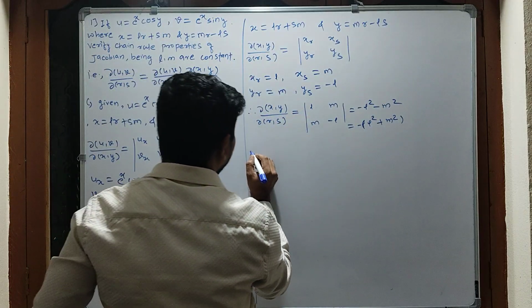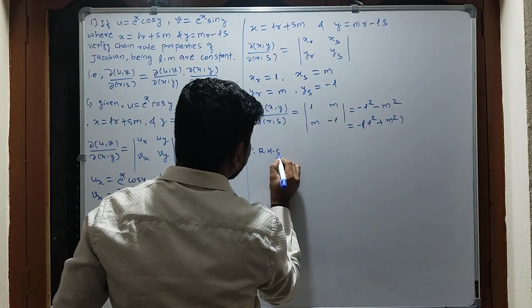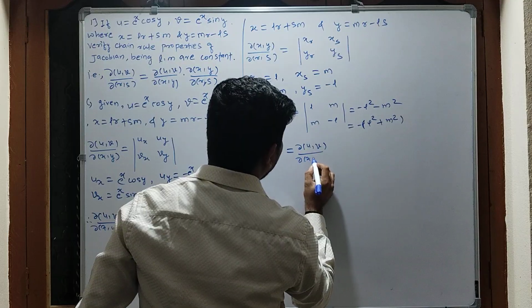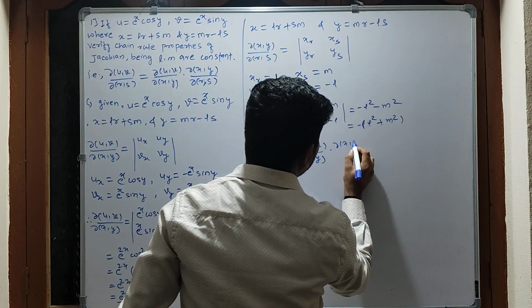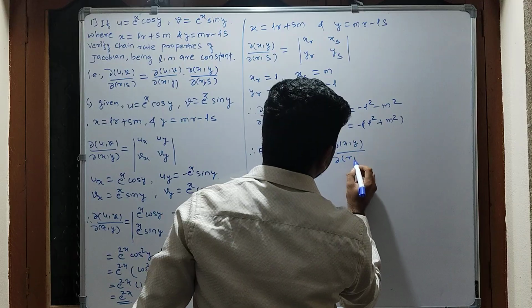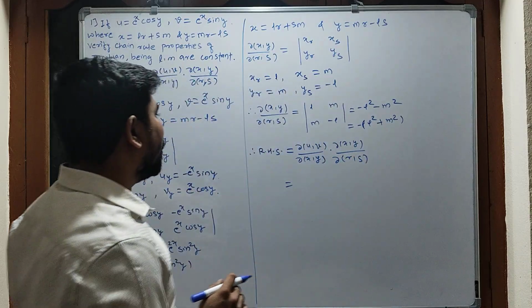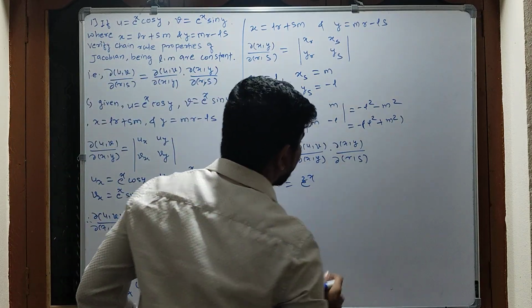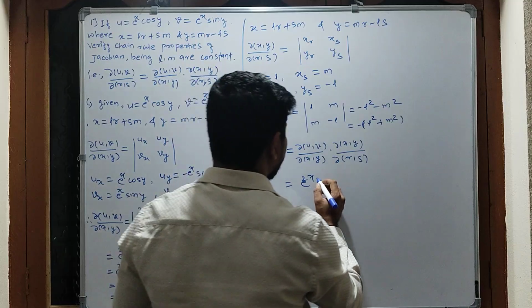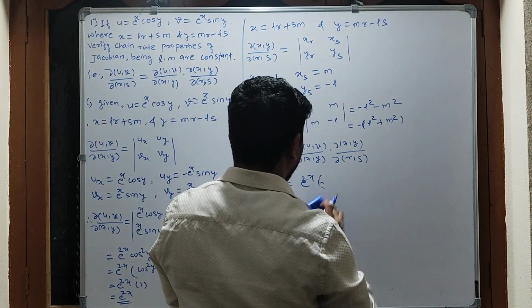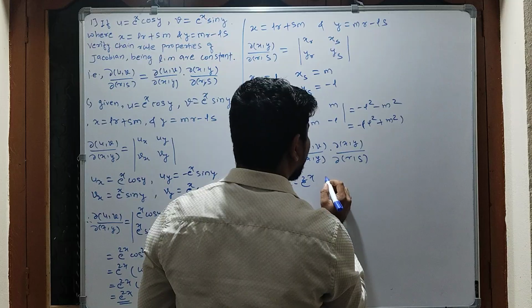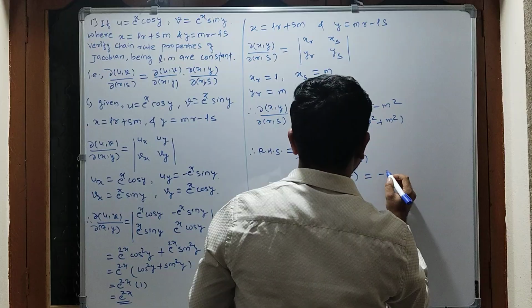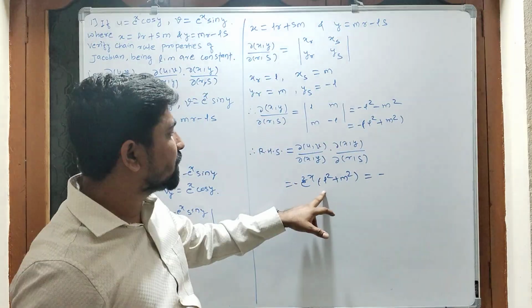Therefore, the right hand side is the Jacobian of u comma v with respect to x comma y into the Jacobian of x comma y with respect to r comma s. The Jacobian of u comma v with respect to x comma y is e to the power 2x, and the Jacobian of x comma y with respect to r comma s is minus into l square plus m square. So directly, minus into e to the power 2x into l square plus m square.